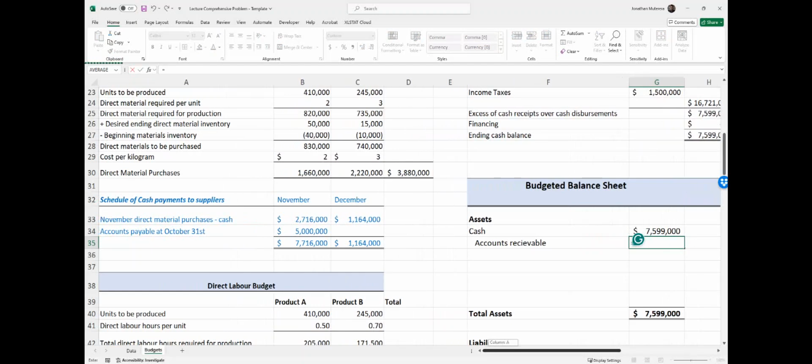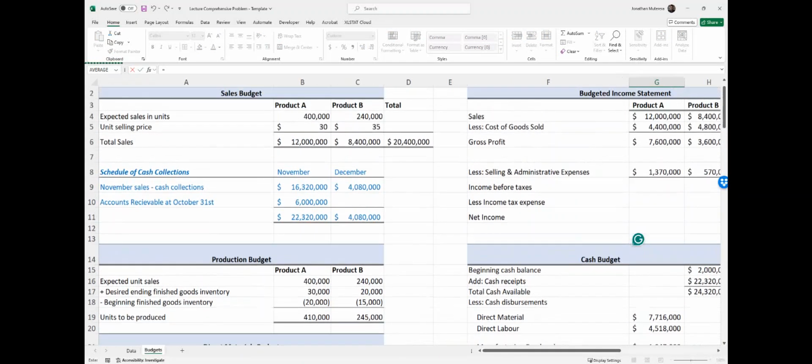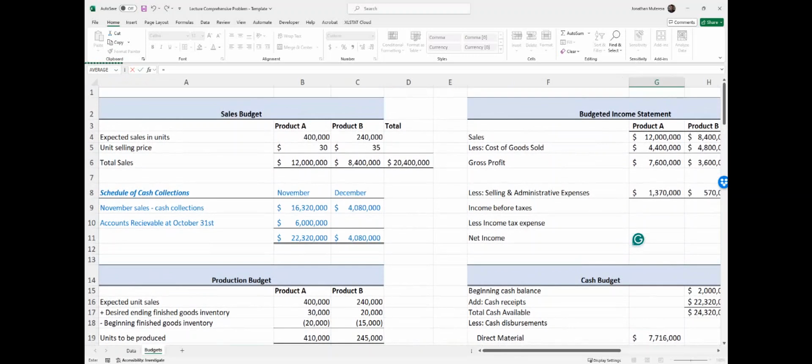with our sales there's a certain amount that's collected in December. So of these sales, 80% were collected in November right here, and now 20% will be collected in December. So this amount right here collected in December will be a receivable.